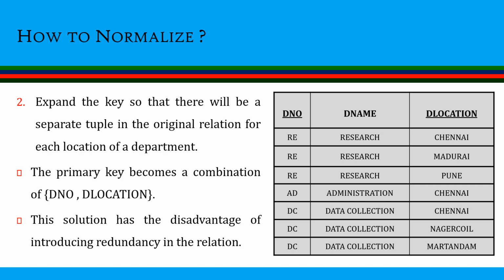Can you find any disadvantage here? Yes, of course, this solution has the disadvantage of redundancy in the relation. The data is simply repeated: research, administration, data collection. Those values are simply repeated, so it introduces redundancy in the relation. Now look at the table. The table is in first normal form. Here we have only atomic values. So the table is in first normal form, but it still consists of some redundant data.